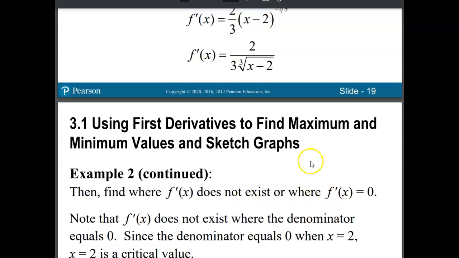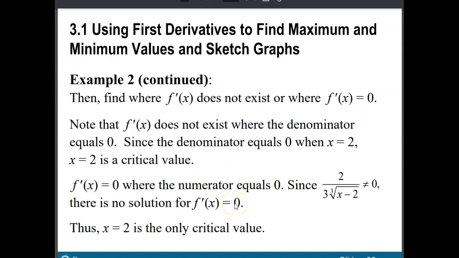If I'm looking for where it equals 0, well, the only time a fraction can equal 0 is if the numerator is 0. But the numerator is 2, so there's no way it's ever going to be anything else. There's no x up there to affect it. So f prime equals 0 when the numerator is 0, but since that can't ever happen, this will never equal 0. So the only critical value is the 2. That's what makes the denominator 0, and that will make the whole thing not exist.